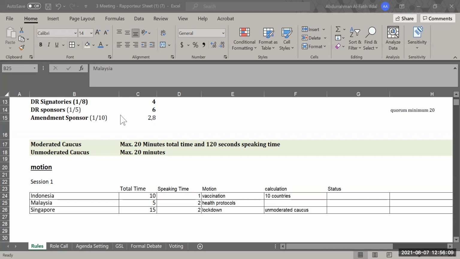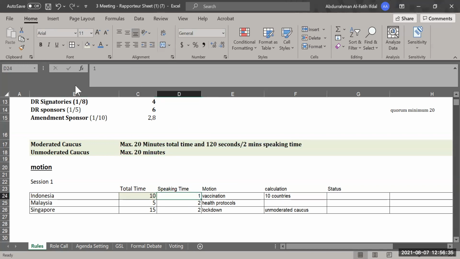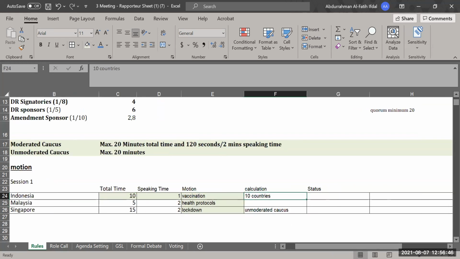Okay, let's analyze one by one. Indonesia, total time, 10 minutes. Does this violate the requirement? No, because the maximum is 20 minutes, so this one is fine. Speaking time, 1 minute. Does this violate it? No, because the maximum is 120 seconds, which is the same as 2 minutes. Since Indonesia only proposes 1 minute, it does not violate the requirement. Motion vaccination, you can just choose basically anything. So these 3 motions are considered accurate. The calculation is 10 countries. The status is yes, Indonesia is chosen.